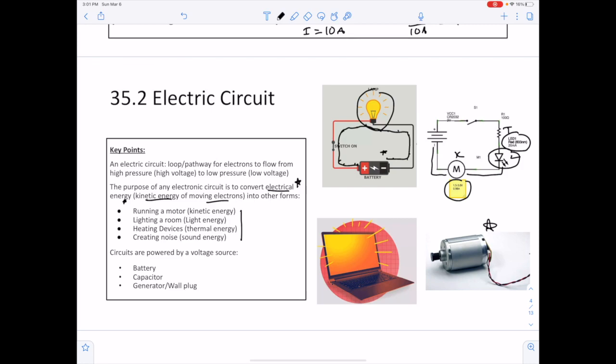And as we run that electricity through different devices, we can convert electrical energy into other forms. So our computers, motors, cell phones, all they're doing is giving us an energy transformation. Okay, but importantly, where does that energy come from? It comes from our sources of electrical pressure, which for circuits are batteries, capacitors, or our generators and wall plugs.